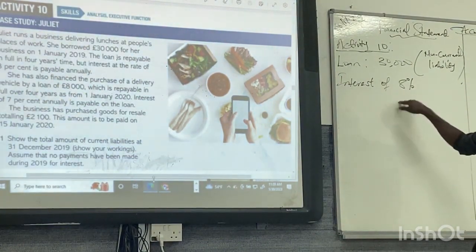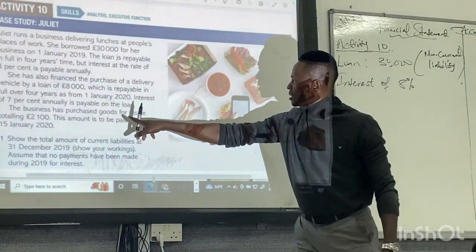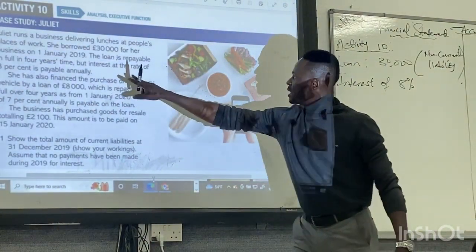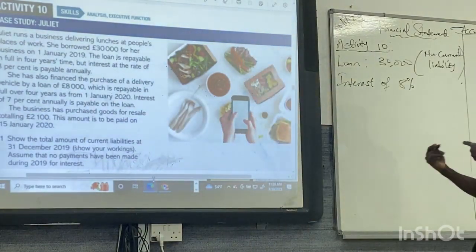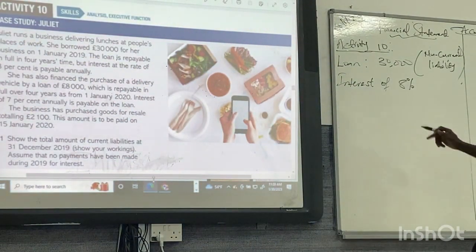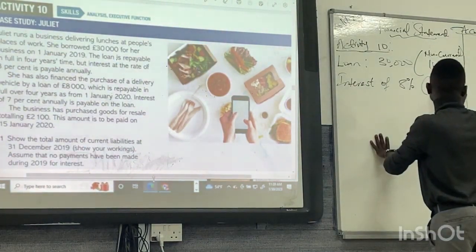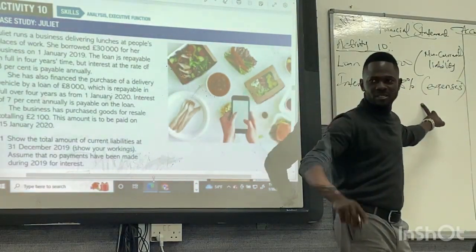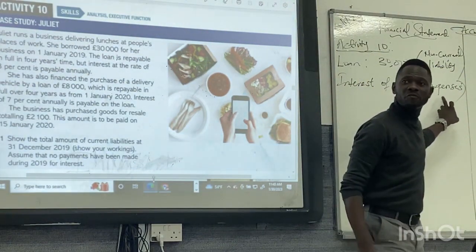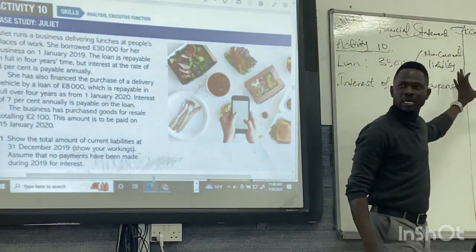So the interest of 8% yearly, which is payable annually. So yearly, the business Juliet is going to pay 8% of this amount. So this is going to be what? Expenses. Expenses go to your statement of profit or loss. The non-current liability goes to your statement of financial position.